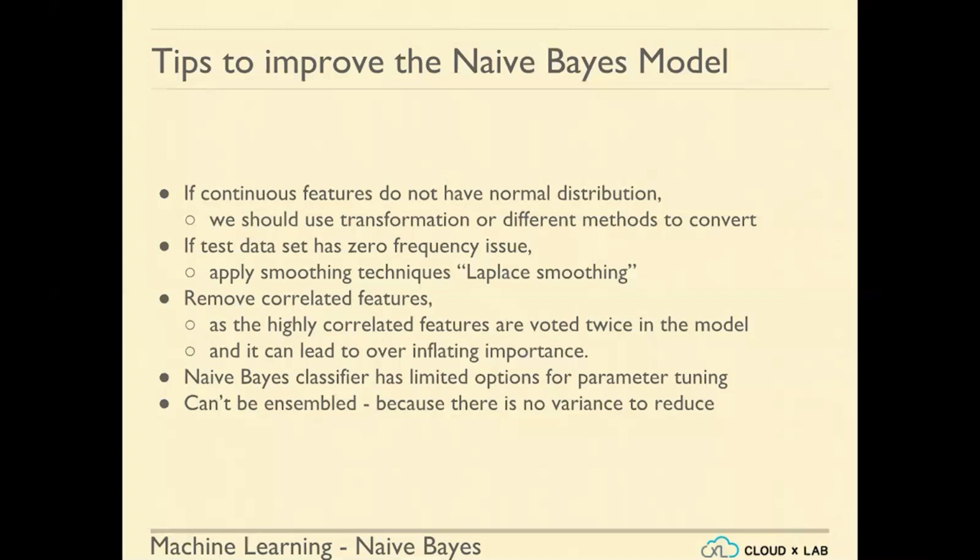If the test data has a zero frequency issue, it'll be divisible by 0. Therefore, apply smoothing techniques called Laplace smoothing, meaning add 1 to all or add a tiny value to everything. Then next is to remove correlated features. If there are highly correlated features, they'll be voted twice in the model, and it can lead to overinflating importance. Naive Bayes classifiers have limited options for parameter tuning. It can't be ensembled because there is no variance to reduce. Since there is no difference from one algorithm to another, it cannot be ensembled.